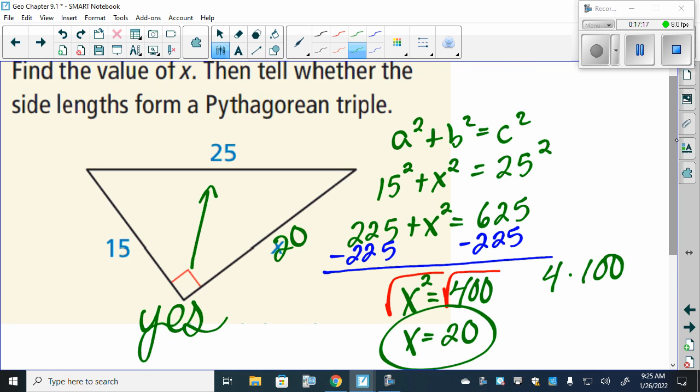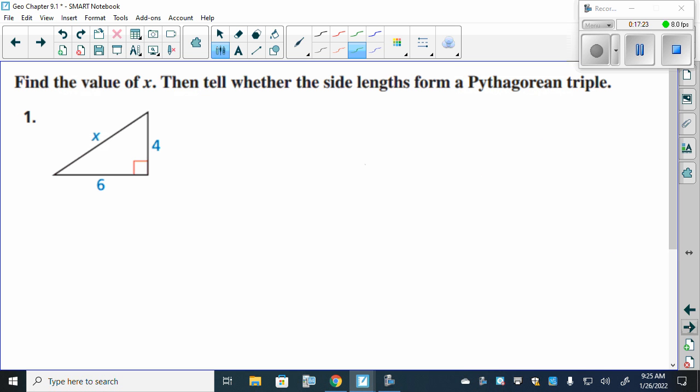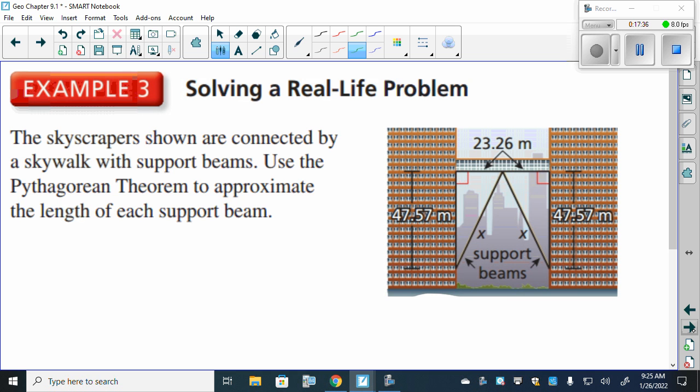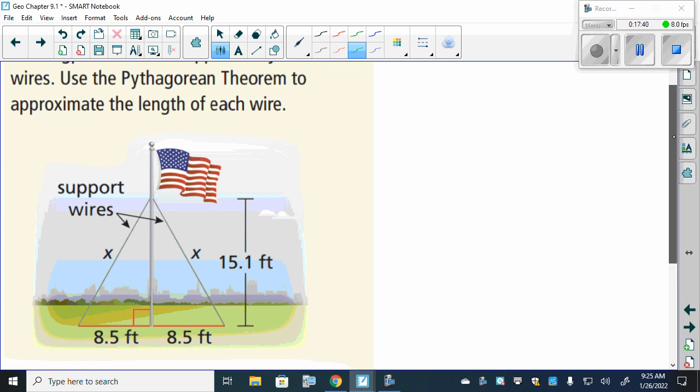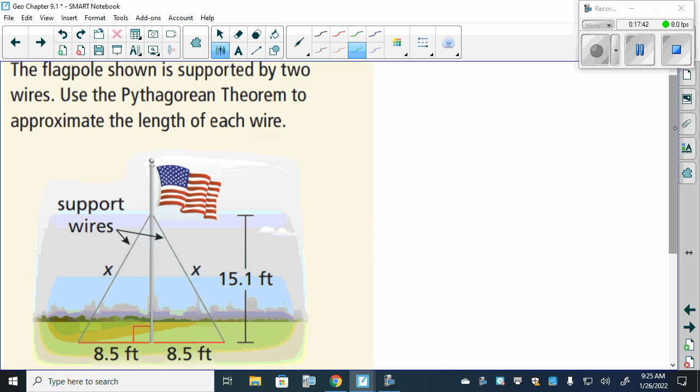Any other questions on these here? How do we feel about finding the missing lengths using Pythagorean theorem and then determining if they are a Pythagorean triple? We feel good with this here? All right. If we feel good about this here, we'll look at this one, kind of a real world example of it, and then we'll move on to the next thing.